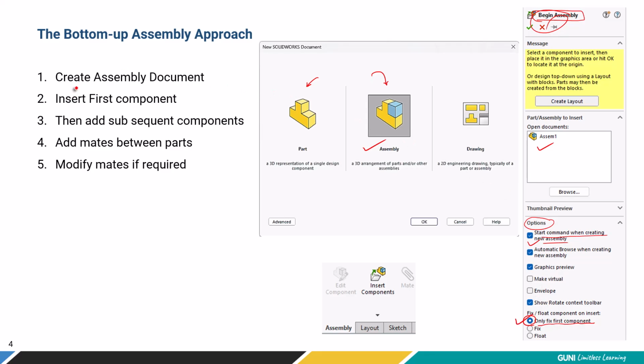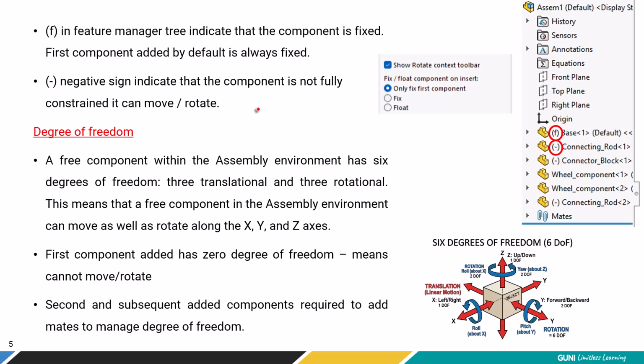Now what is the approach basically? Create an assembly document as shown over here, then start inserting the components, then add the mates between these components and modify if required. This is the general flow of the bottom-up assembly approach. Now the moment you add a component in the assembly environment, your property manager grows, right? The first component you enter basically has an F symbol. F stands for fixed. Because as discussed earlier, in the assembly environment SOLIDWORKS is going to fix the first component.